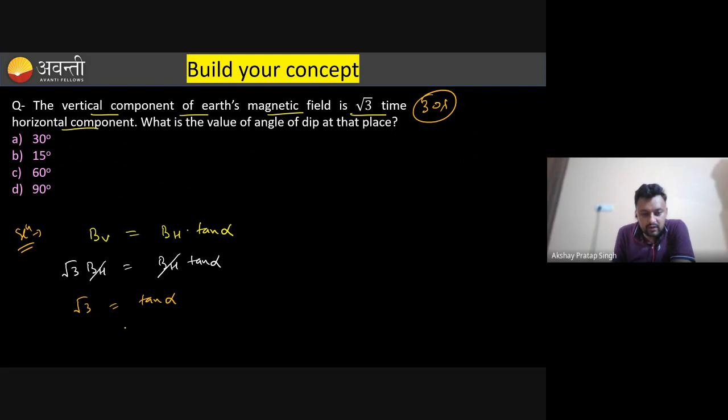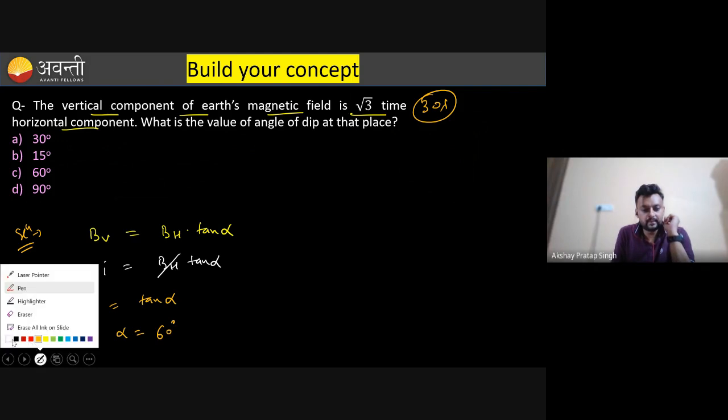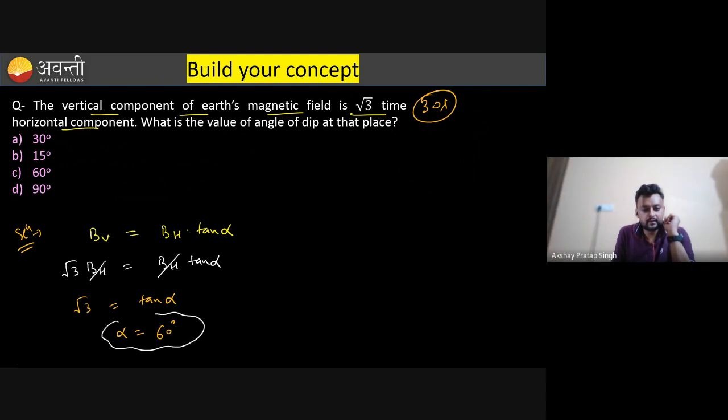So what is going to be alpha in this case? Can you answer this one? What is going to be alpha? It is going to be 60 degrees, which is the correct option number C. Very simple, very much doable, asked in the NEET exam.